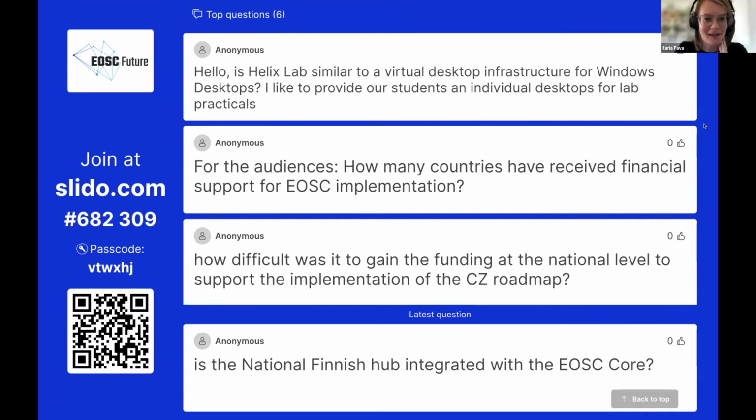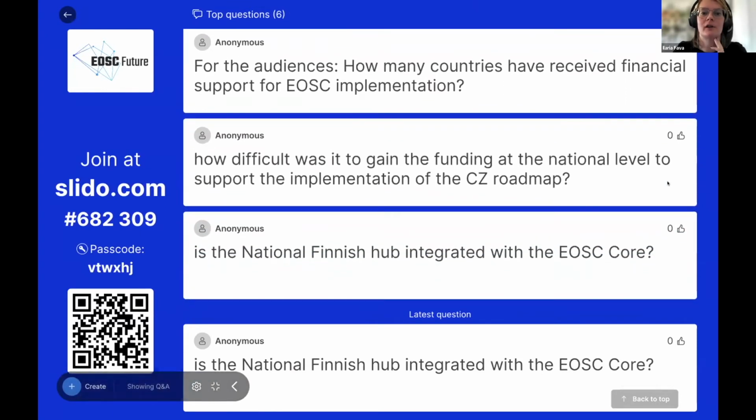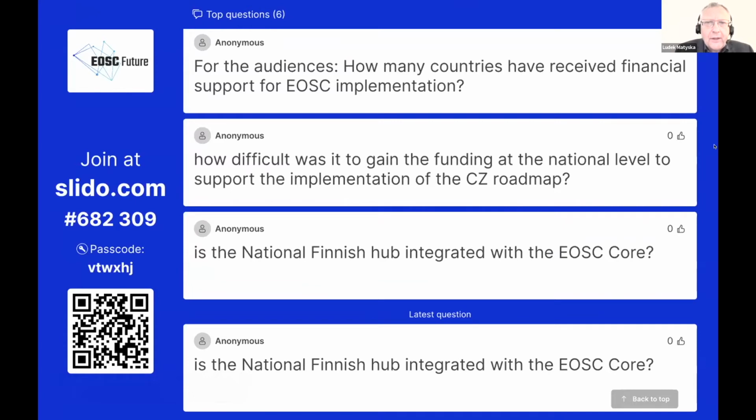Okay, thanks. So I'll skip this question. We might address this later. And a question for Ludek. How difficult was it to gain the funding at the national level to support the implementation? Oh, okay. So sorry, can you? What was it? How difficult was it to gain the funding?